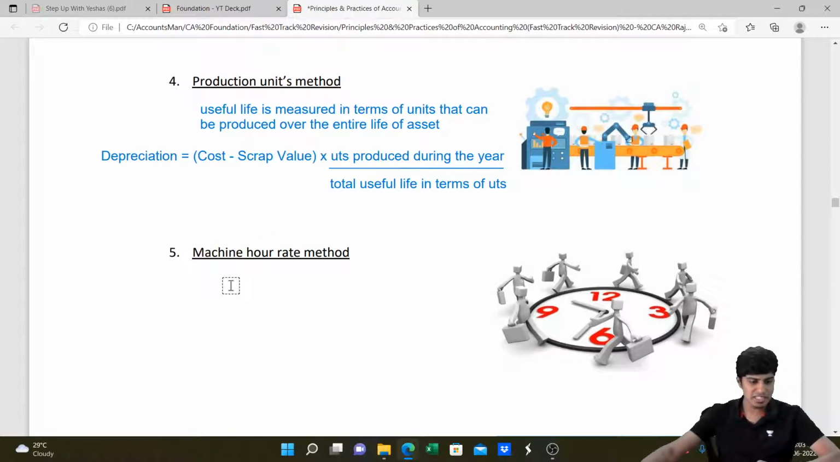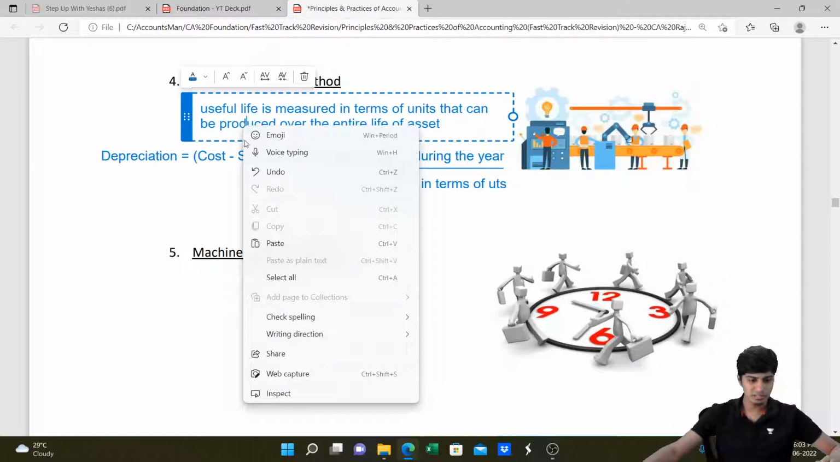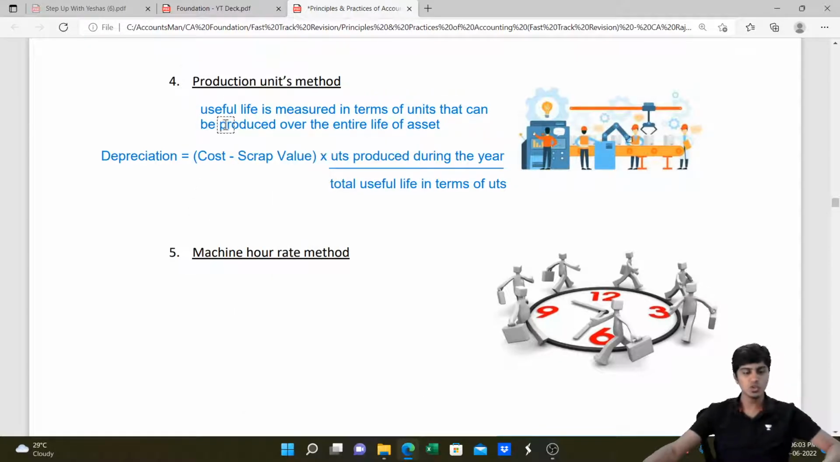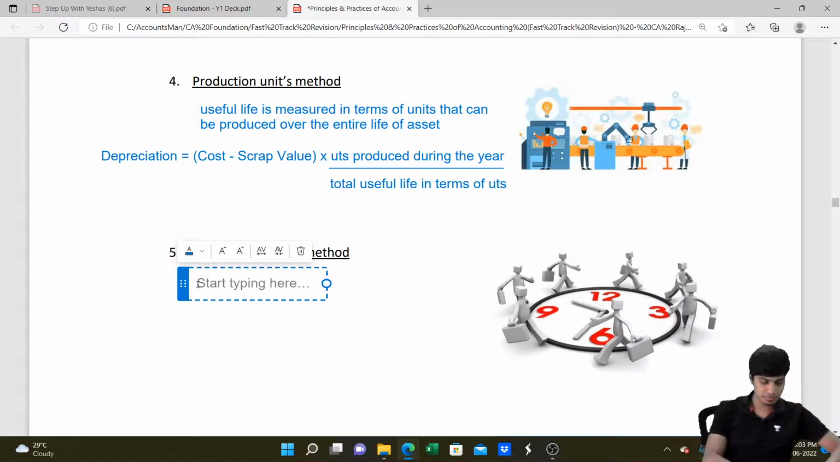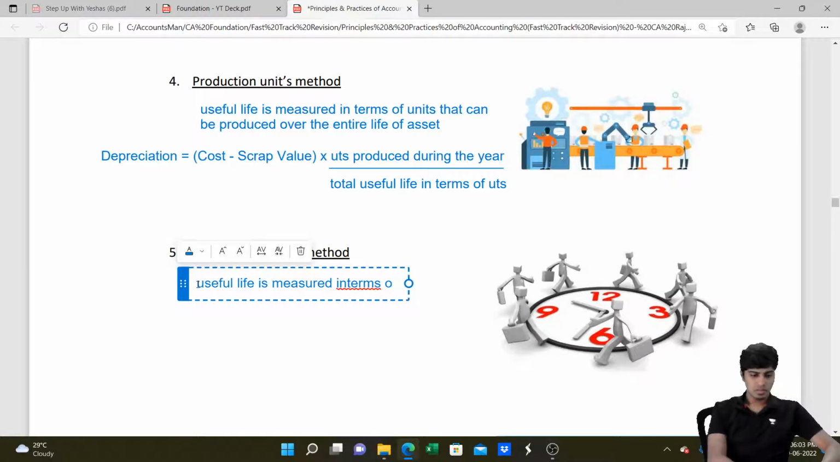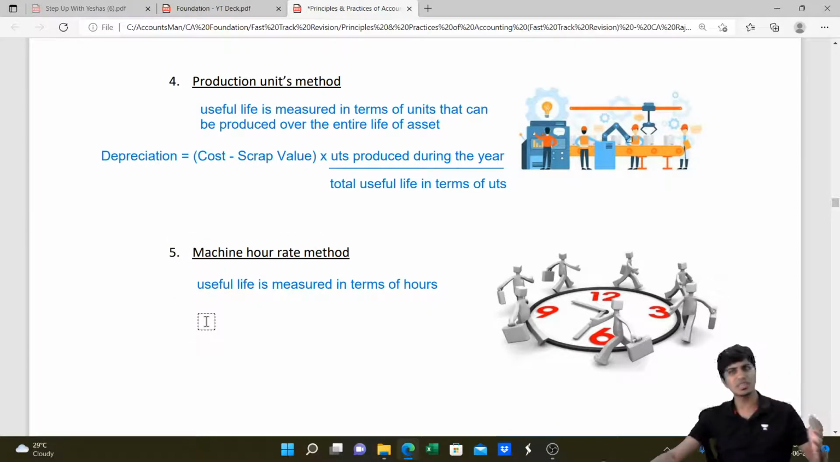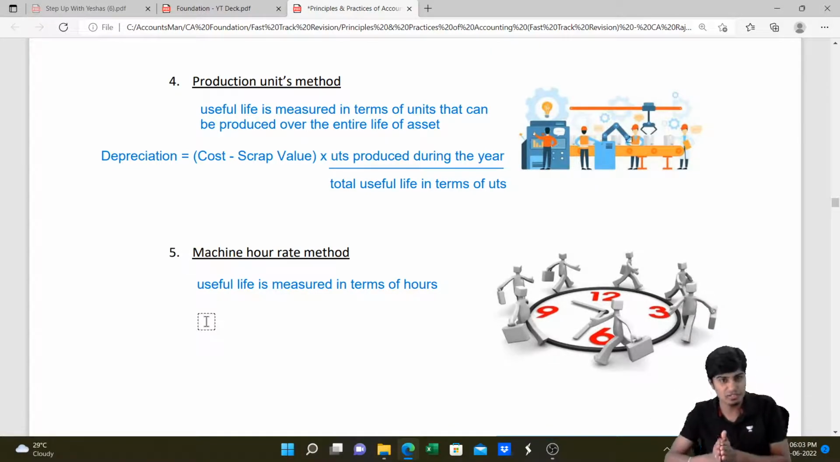Then we have something very similar called the machinery rate method. Under this method we do something very similar to what we did here. There, useful life is measured in terms of units. Here, useful life is measured in terms of hours. So there are certain industries where the life of the asset can be measured in terms of hours. Then we'll basically go by the machinery rate method.